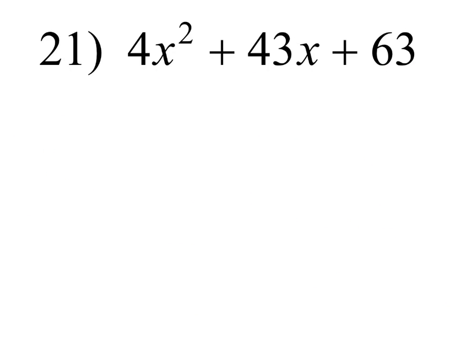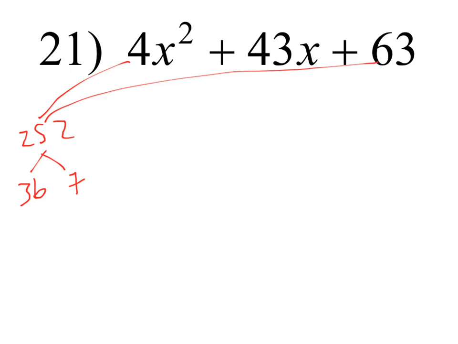Moving on to number 21. Unfortunately, all of these are not divisible by 2 or 4, so we're just going to have to multiply right away. 4 times the 63, which will give you 252. And we need to figure out factors of that add to give you 43. And they're both going to be positive, so give me a moment to work through it. Alright, after much experimenting, we'll end up with 36 and 7.